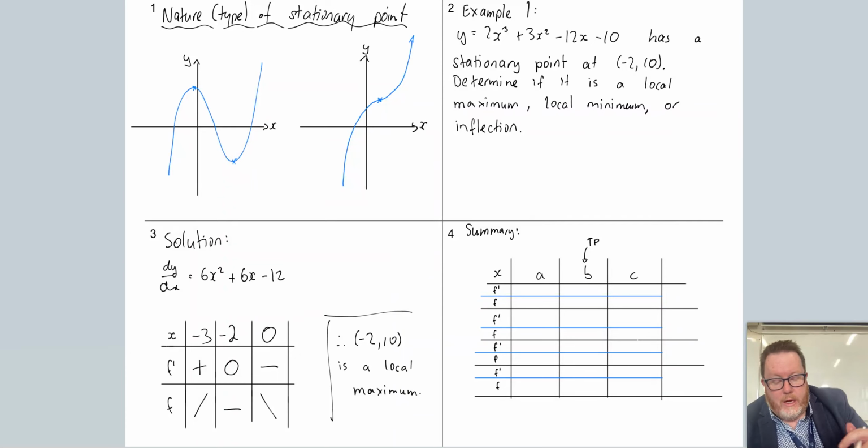So in slide 4 there, I know it's a bit pokey, so I apologize for that, but I wanted to fit it onto one slide. Here is our summary. So we've got a few notations here. So I'm saying I've got a point either side of a turning point here. The x coordinate of the turning point to be precise. So if f dash is positive, and then there's the turning point, and then f dash is negative.